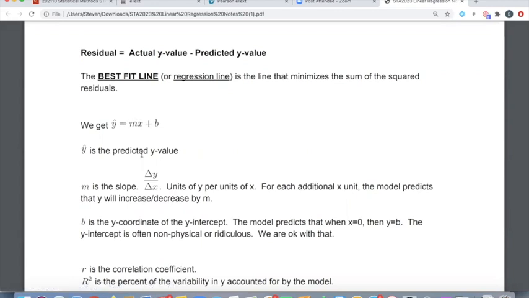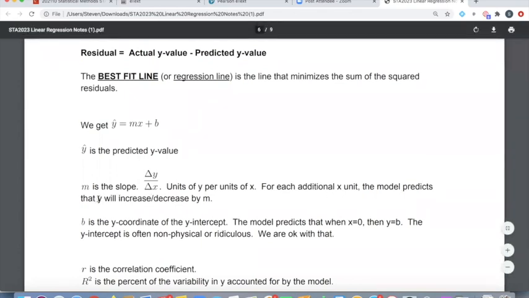M is the slope. Remember, slope is change in y per change in x. So we have to stop and think about the units of slope. Slope has units that are a fraction, units of y per units of x. So the interpretation of the slope is always going to be for each additional x, the model predicts that y will go up or down by m.